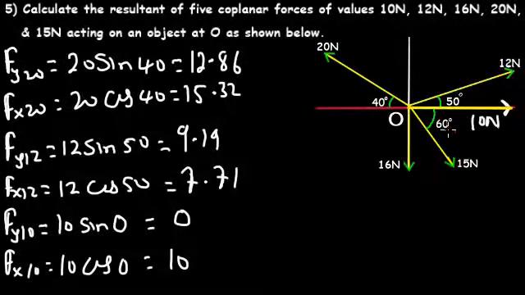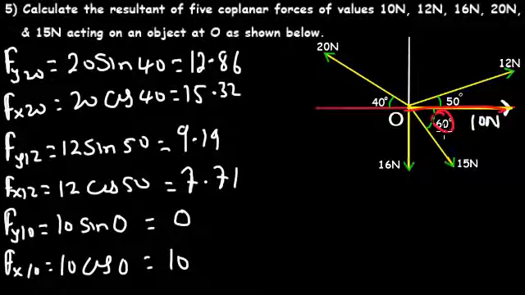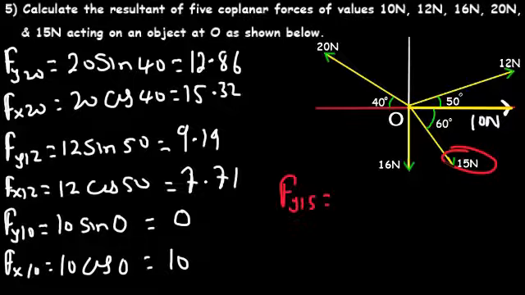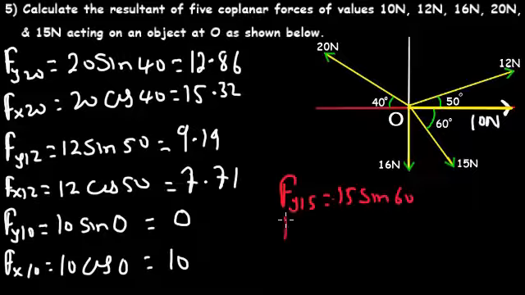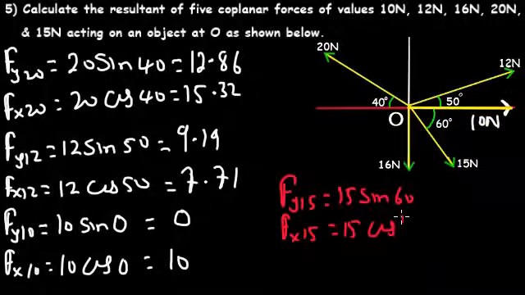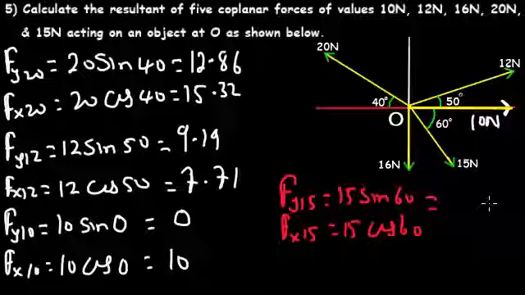Now the angle it makes with the horizontal is 60, as you can see. This is the horizontal and this is the force, so that's 60. That makes sense. So we have, let me detail this, 15. Fy equals, the magnitude of the force is 15 Newton, so that's 15 sine 60, and Fx equals 15 cos 60.